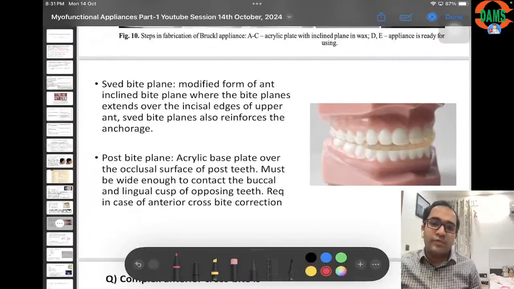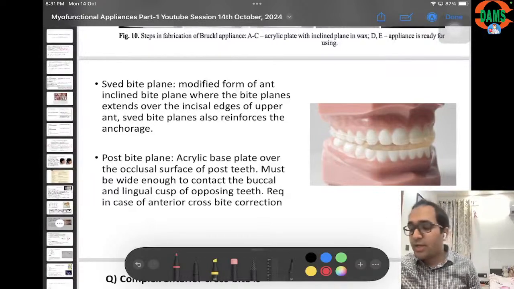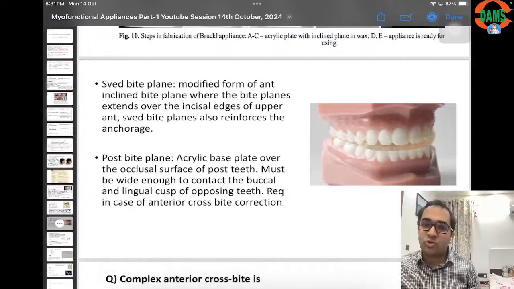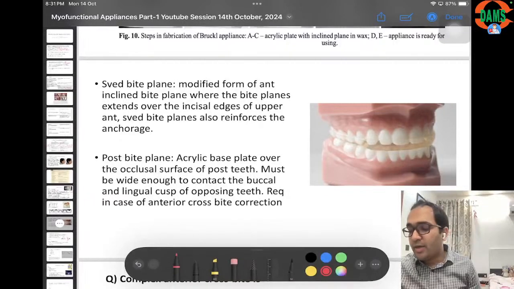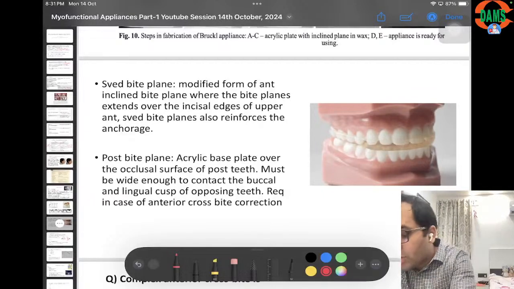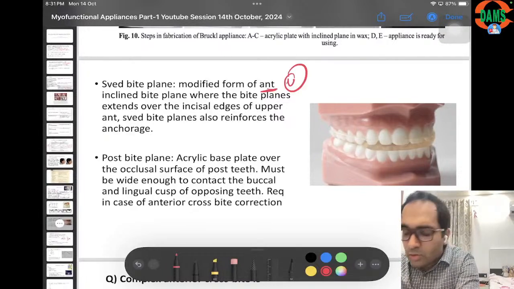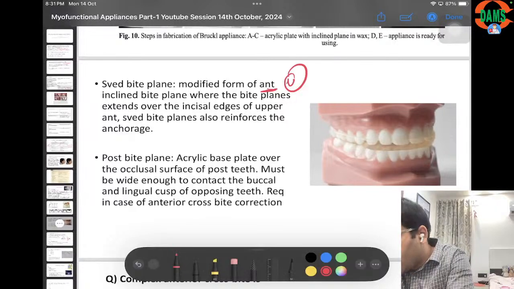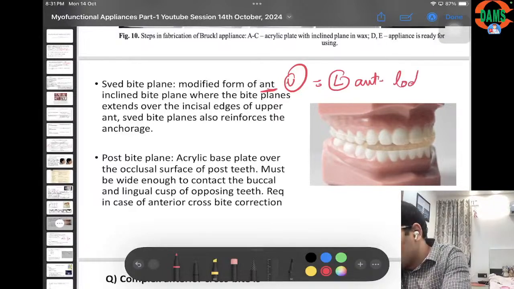Next modification is the Sved's bite plane. It is a modified form of the anterior inclined bite plane where the bite plane extends over the incisal edges of the upper anterior teeth. That is, from posterior to posterior, from the right to the left side, it covers all the teeth. What is its function? First of all, it's an anterior inclined plane on the upper arch. So how will it act? It will act by locking the lower anteriors in the forward position.